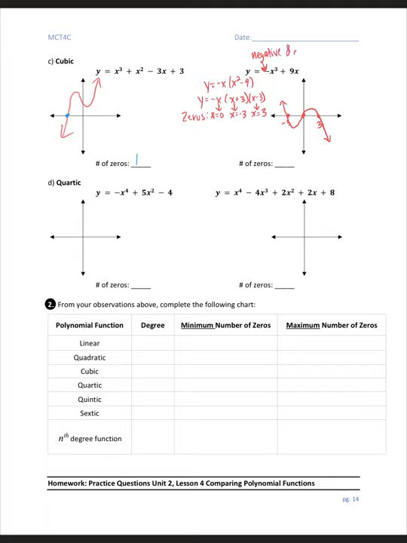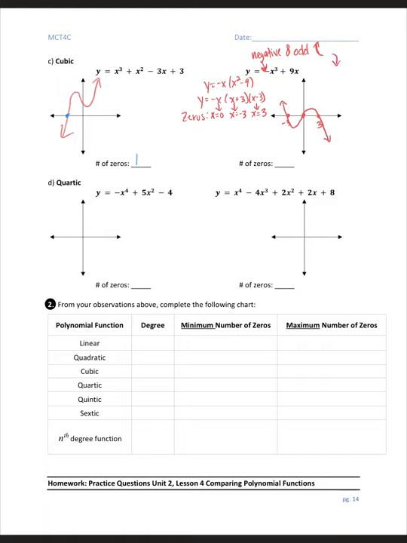And it's a degree that's odd, right? It's a degree of 3. So if we have a negative odd polynomial, it tells us that our endpoints are going to go up to the left and down to the right, which you can see is true of our graph.